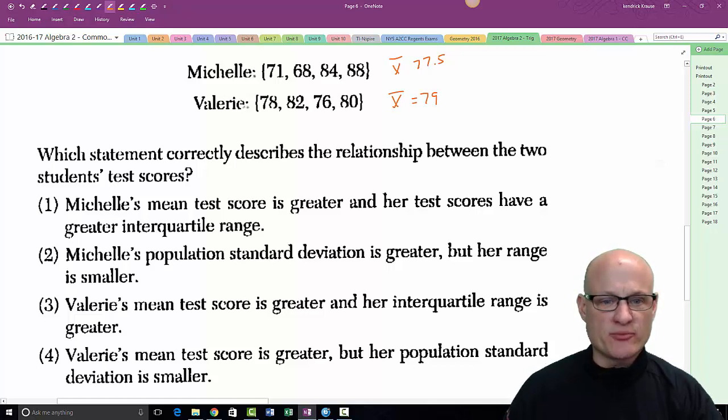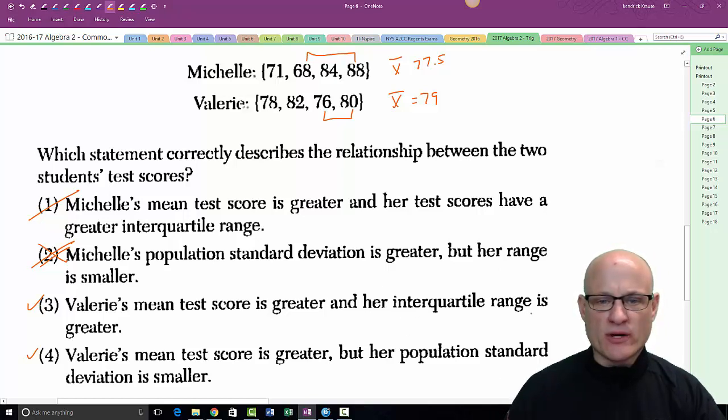So Michelle's mean test score is not higher. Valerie's mean test score is greater. Michelle's population standard deviation is greater, but her range is smaller. Well, the range here is from 68 to 88, which is 20, and Valerie's range is 76 to 80, which is 4. So Michelle's range is greater. Her range is not smaller, so that's not true.